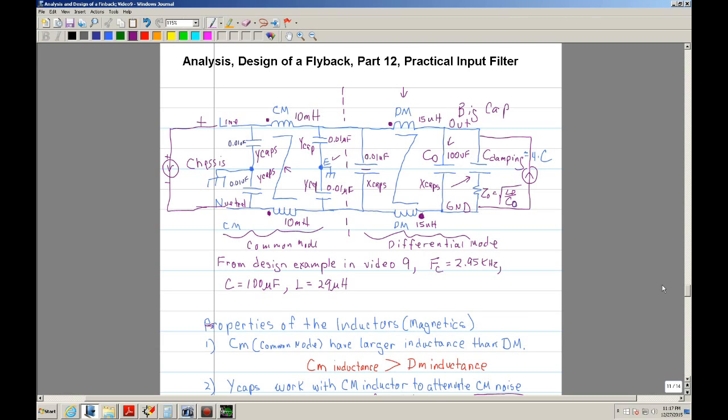Now, in a differential mode, the common mode has no effect whatsoever, and you can think of them as a short as well. Since they're basically a short, they have very little effect on the attenuation of the differential mode. Now, if you look in here, you can see that the X caps are connected right across the two lines, the out and ground.